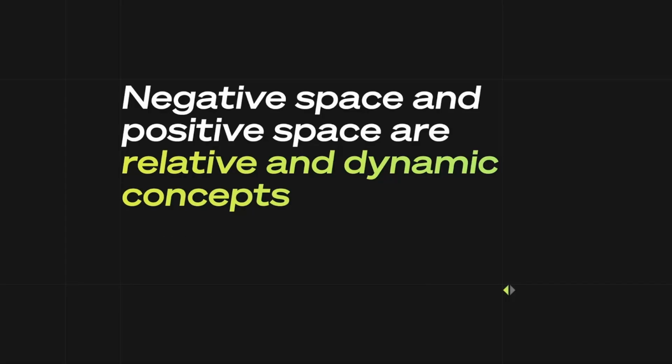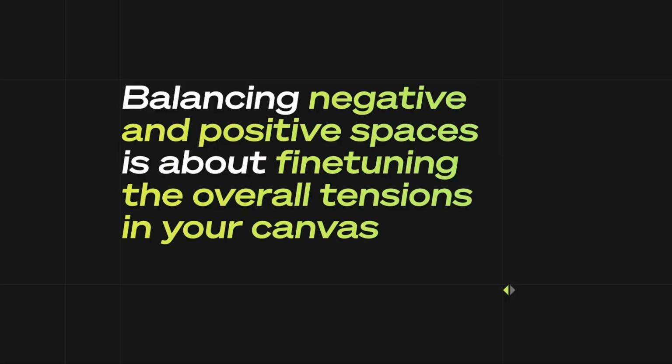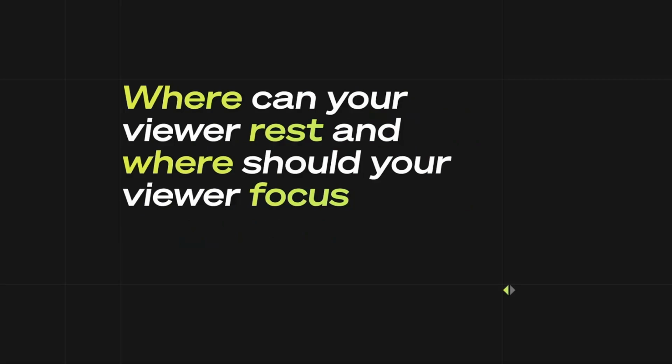The thing is, negative space and positive space are relative and dynamic concepts. So balancing negative space and positive space is about fine-tuning the overall tensions in your canvas in between them. You basically need to choose where your viewer can rest and where your viewer should focus.